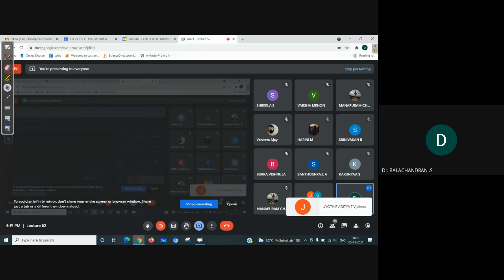Okay, I think in the last class we discussed conformal mapping. We defined some of the definitions, and then we found the critical points, and also we solved two problems. Okay, now the third problem. Please write the third problem.